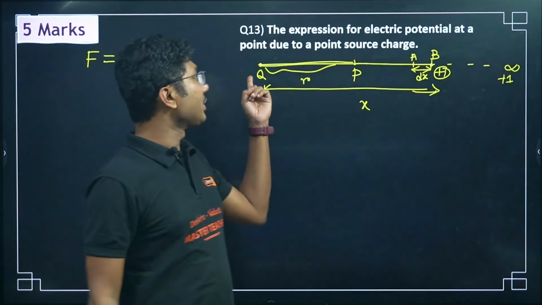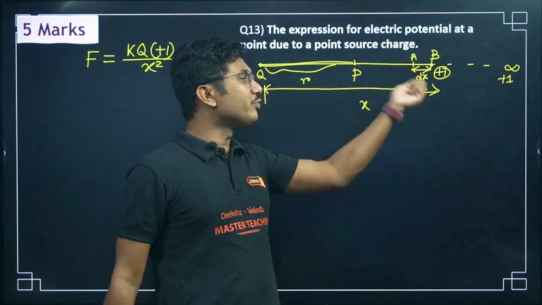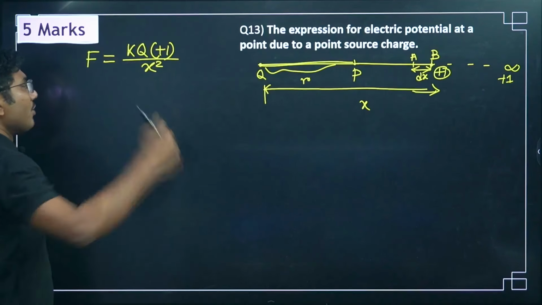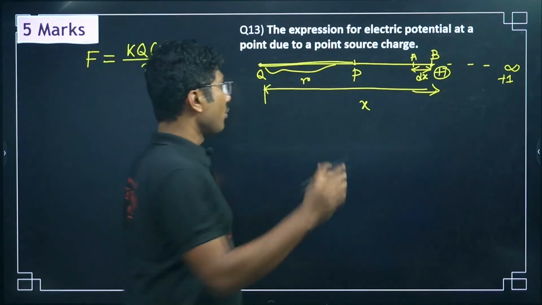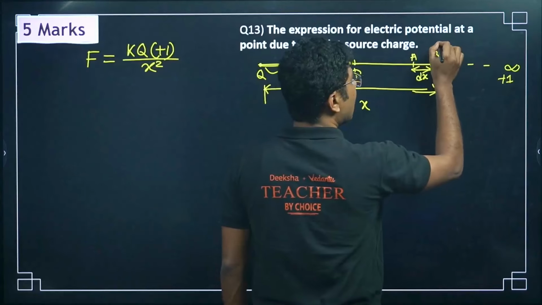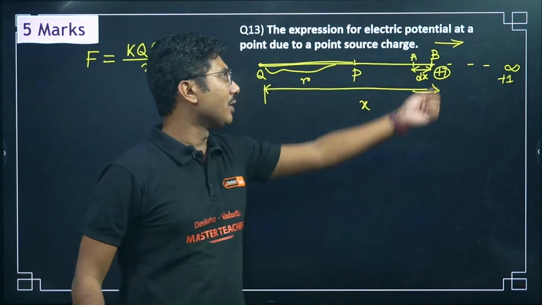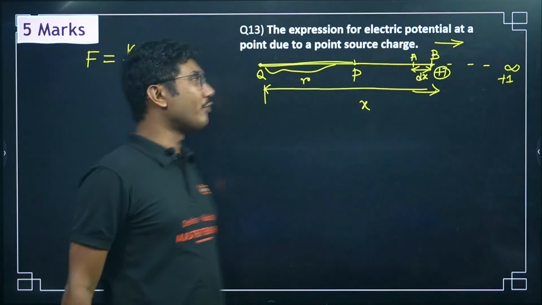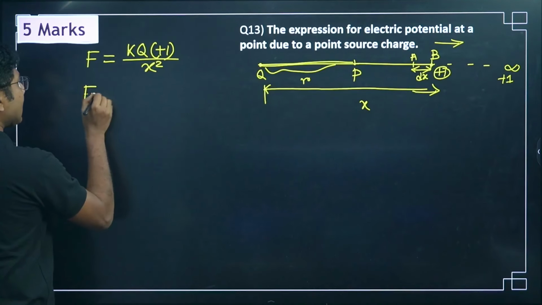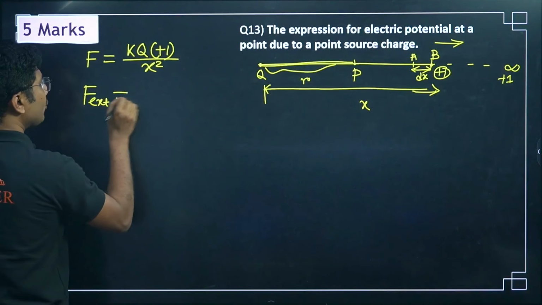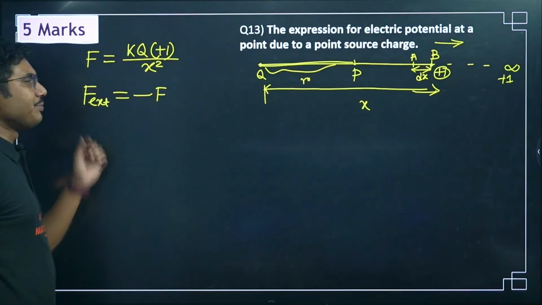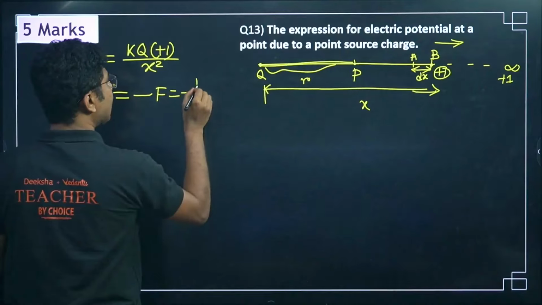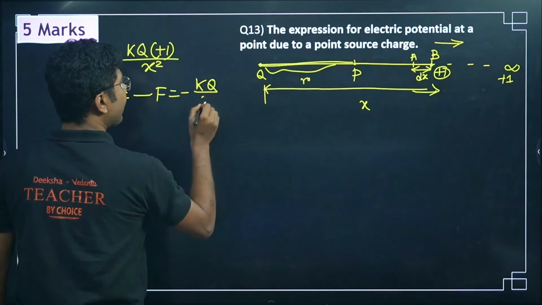This is the force due to the source charge. Now if you want to move the test charge, you have to apply a force equal to this force but in the opposite direction. Suppose this is plus, so the actual force will be away, but you are bringing it in this direction. So the external force that you are applying should always be the negative of the force applied by the source charge. So it will be minus kQ by x square.